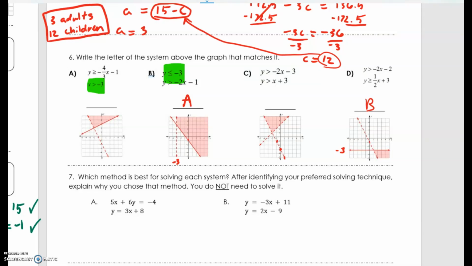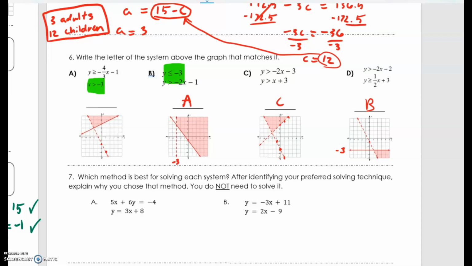Let me check the other line. The y-intercept's 3. The slope is 1. And it's shaded above. So yes, this is the match. And then I will graph this one just to make sure. Y-intercept's negative 2. Slope is down 2 over 1.